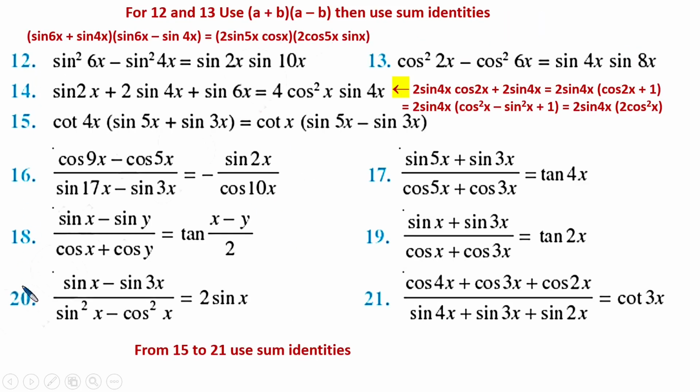Now from 12 to 20, for 12 and 13 use this: a square minus b square is a plus b into a minus b, which you know. A into a is a square, then minus ab plus ba, so this will get cancelled, and minus b into b is minus b square. So here it is a square minus b square. For a plus b, here I have written sine of 6x and sine of 4x, and a minus b has the minus sign. So again you use the formula from sum to product. 6 plus 4 is 10 by 2 is 5x, so 2 sine of 5x, and then 6 minus 4 divided by 2 is again cos x. Similarly, for this also you do it.